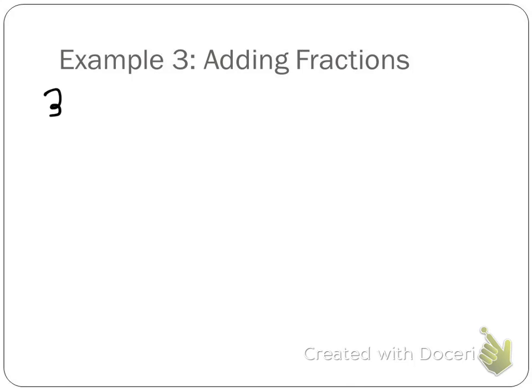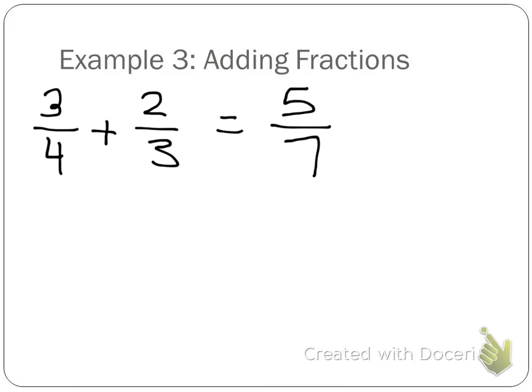In example 3, we have 3/4 plus 2/3 equals 5/7. What mistake did I make? Or did I make a mistake, or is that my answer? What do you think, Carlos? No common denominator. There is no common denominator, and I added the numbers in my denominator, which is definitely not right. So the first thing I need to do is find my common denominator.